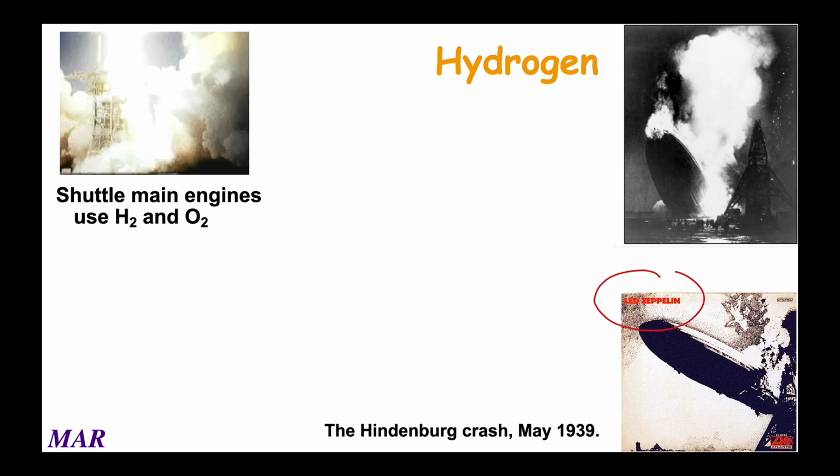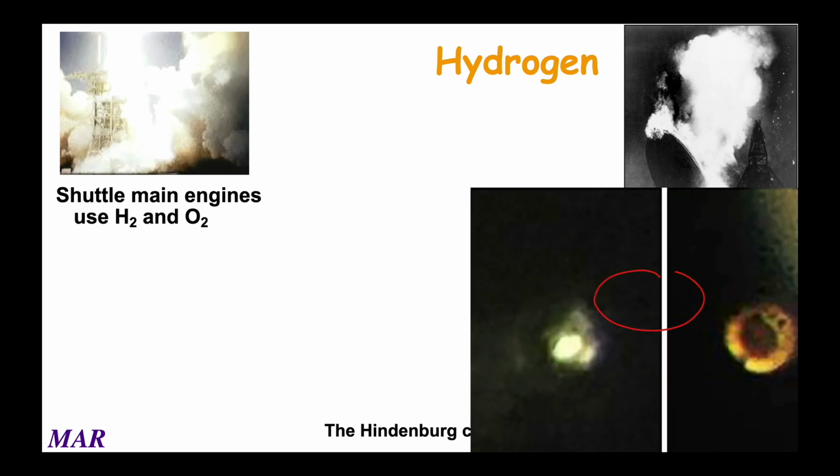Led Zeppelin's first album has a picture of what's called the Hindenburg crash. That was right before World War II started. One of the big Zeppelin airplanes burned up. Hydrogen was used as the source for the balloons, and it caught on fire through ways which are still considered somewhat mysterious, and it's spectacular. There's a lot of history behind it.